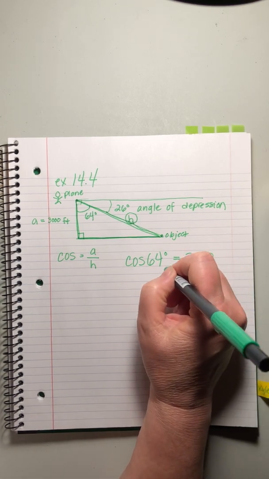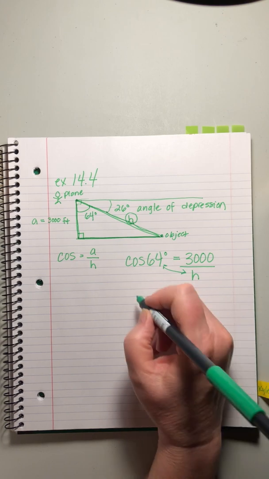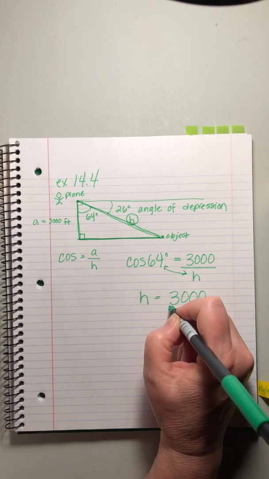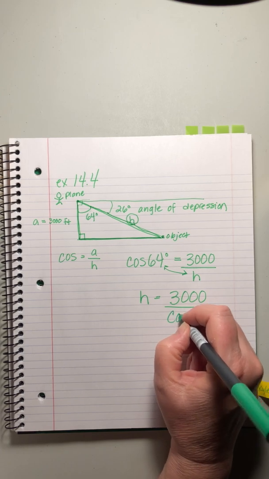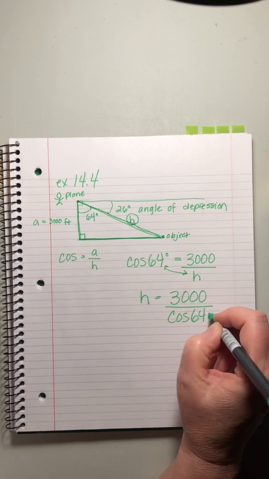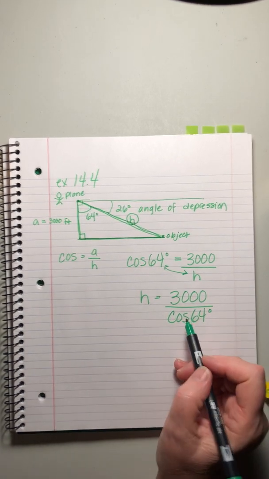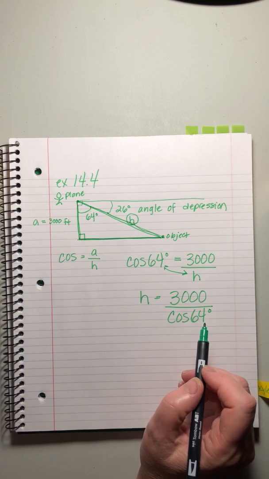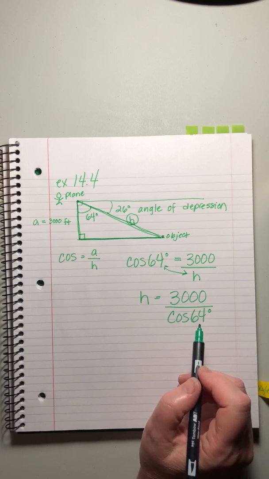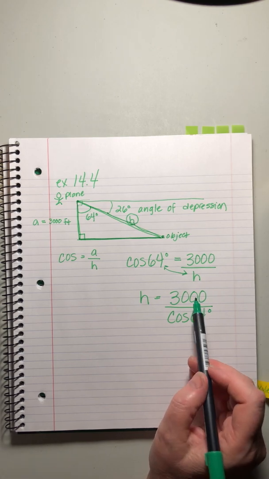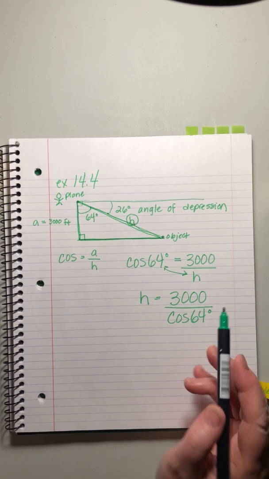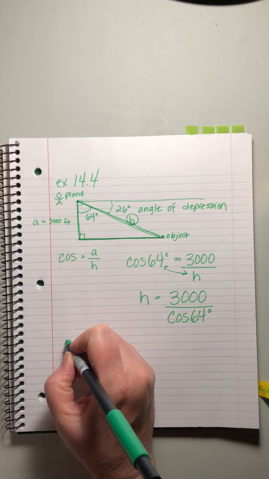These two need to trade places in order to simplify. So we'll say H equals 3,000 over the cosine of 64 degrees. That's how we're going to solve that. Again, we can take it to the calculator. You'll need to enter 3,000. Here, I'll write it down.